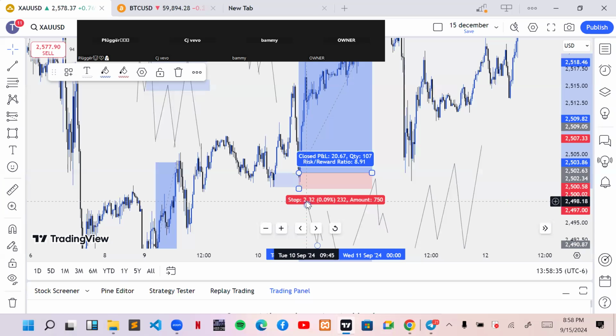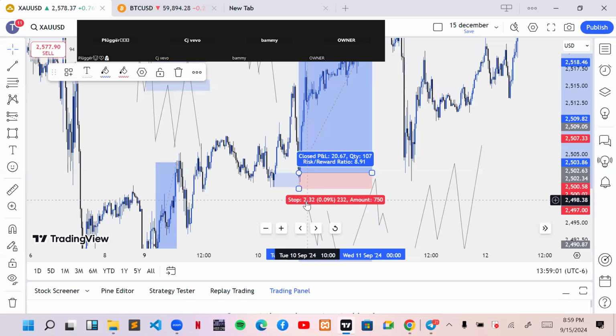So like I said, there are units of calculations for each pair. USD pairs like Euro USD, gold, Xau USD, GBP USD, they are 10. So because the stop loss is 23.2 and the calculation unit for gold is 10, if you want to risk $200 on this, or if you want to risk $100 on this, you do 100 divided by the calculation unit of gold, which is 10. 100 divided by 10 will give you 10.